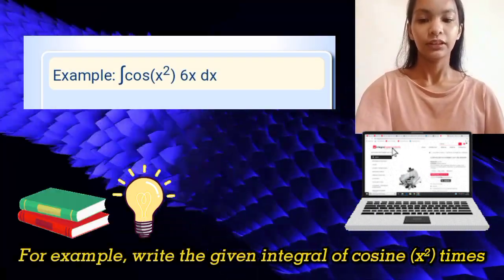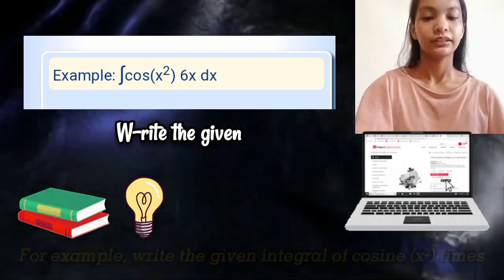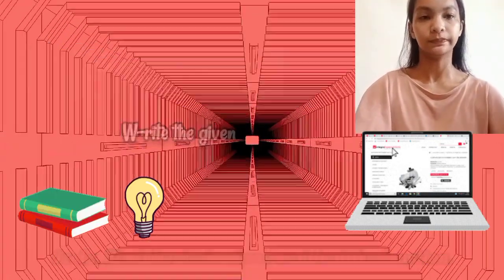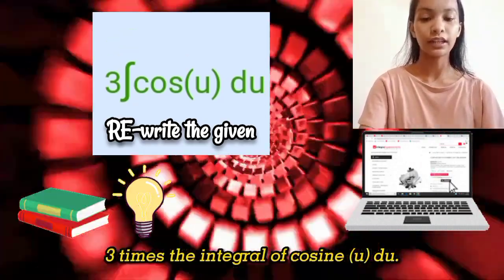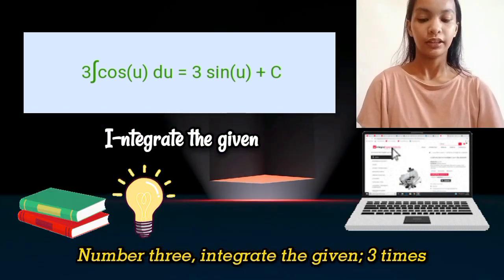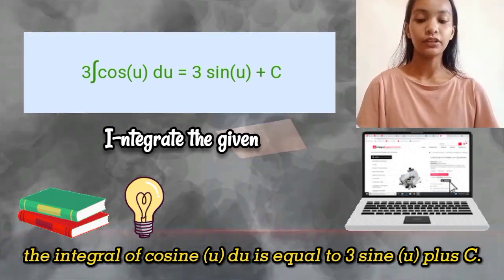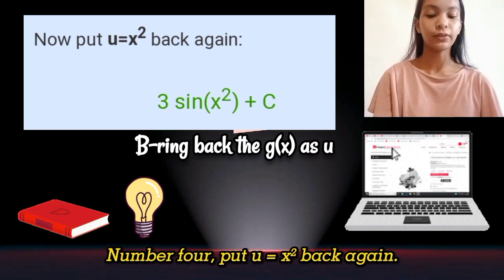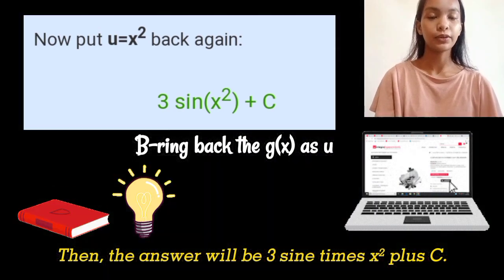For example, write the given: the integral of cosine x squared times 6x dx. Number 1, find the derivative and find the function. Number 2, rewrite the given: 3 times the integral of cosine u du. Number 3, integrate the given: 3 times the integral of cosine u du is equal to 3 sine u plus c. Number 4, put u equal to x squared back again. Then the answer will be 3 sine of x squared plus c.